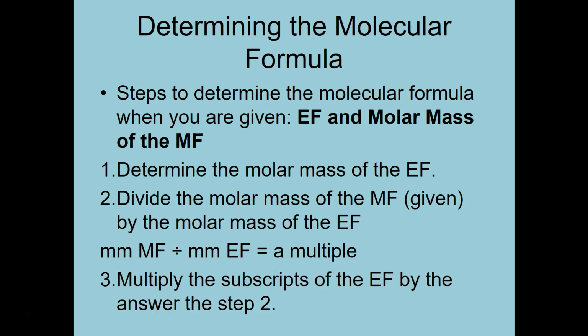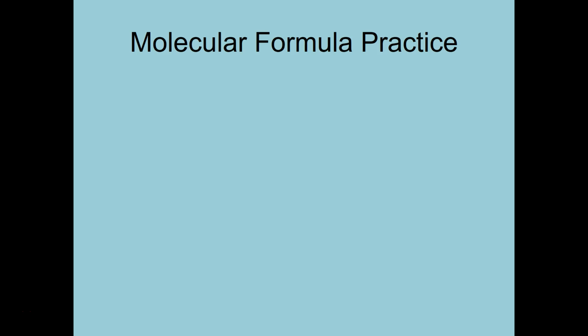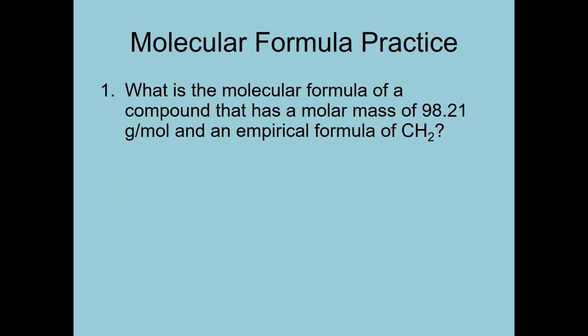You might have to round it up to a whole number, but we're talking like 1.99 rounds up to 2. And then you're going to multiply the subscripts of the EF, once again you were given that in the problem, by whatever multiple you got in number 2 to get your molecular formula. Let's work some examples together because I know that can sound a little weird, but once you see it in practice, you can do this.